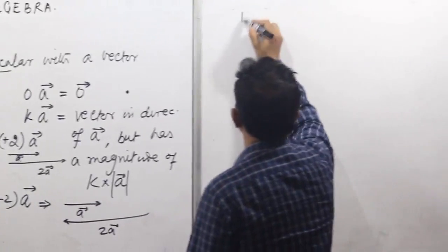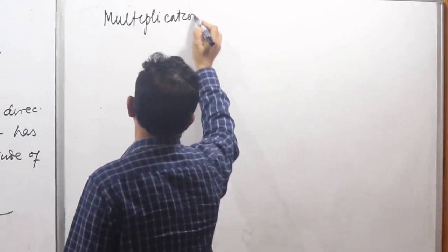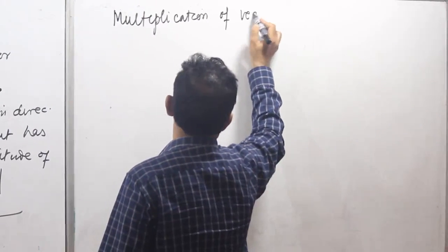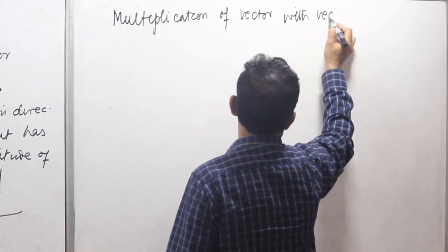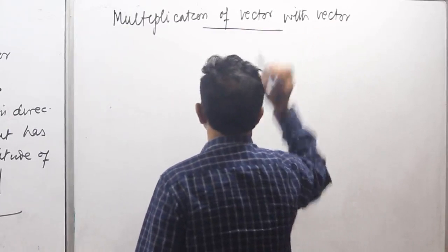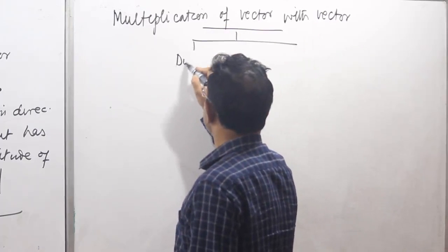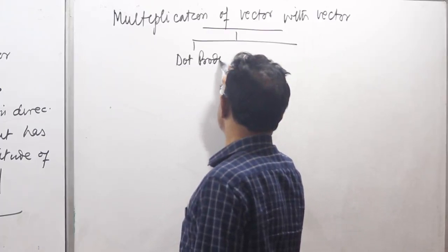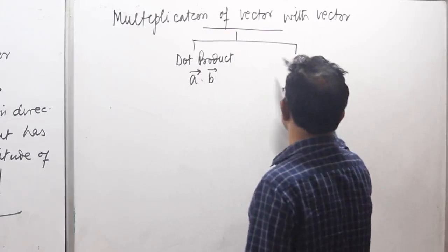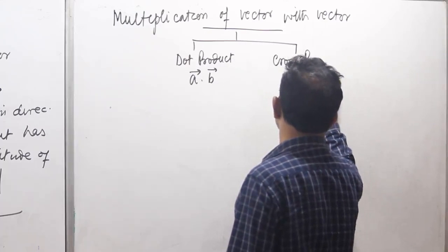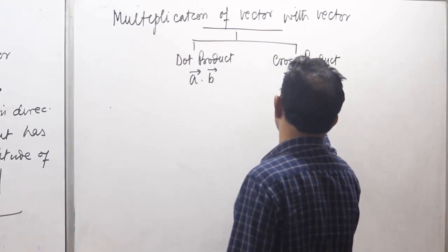So this is now multiplication of a vector with vector. Here two cases arise. First, we can have dot product or scalar product denoted like this. We can also have cross product or vector product denoted like this.